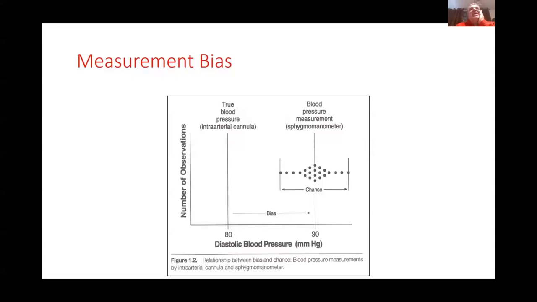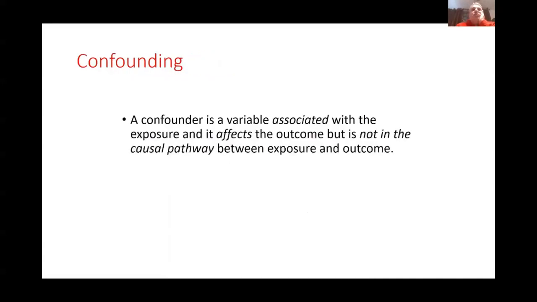Now let's talk, is bias a serious issue? Yes. Can I really compensate for it? It's irreversible. Unfortunately, biases are irreversible. Confounding is less serious than biases.